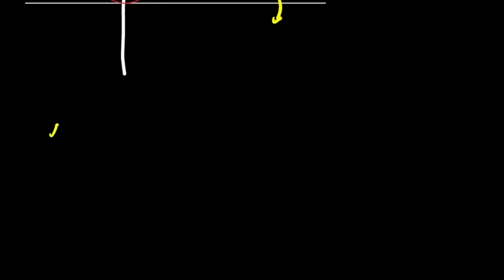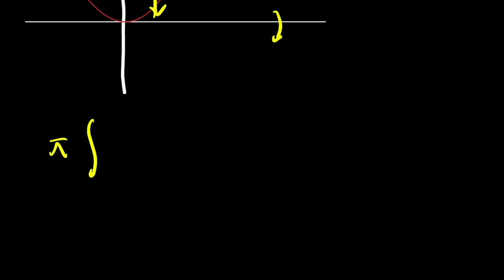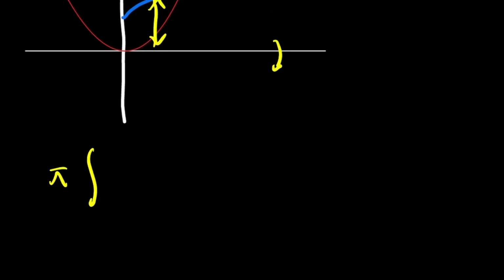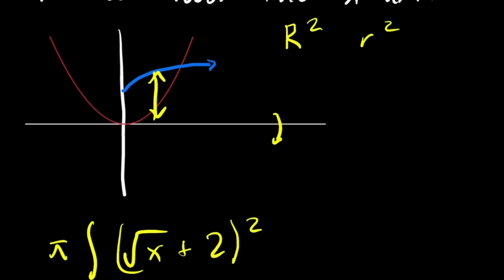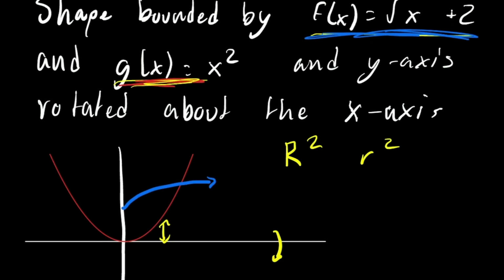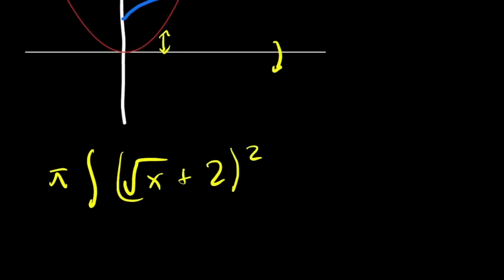We have pi times the integral, we're not going to write our bounds yet, of f of x, root x plus 2, squared. That's our R of x. That's our big R. And we need to find our little r, which is this distance, which is actually just our g of x, x squared. So minus little r squared.